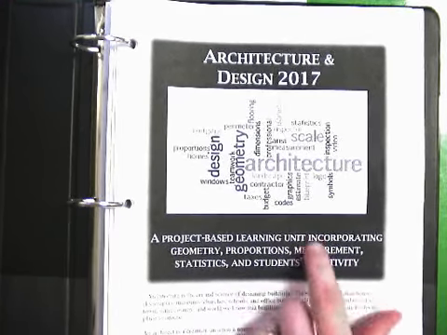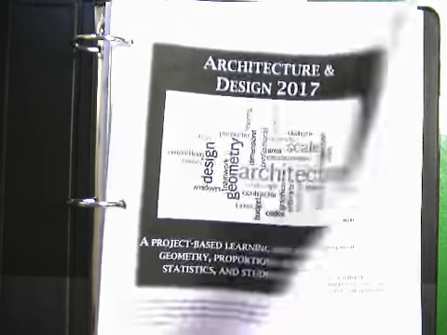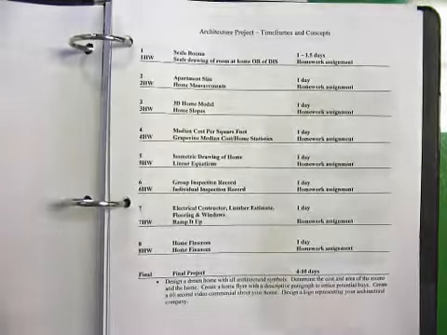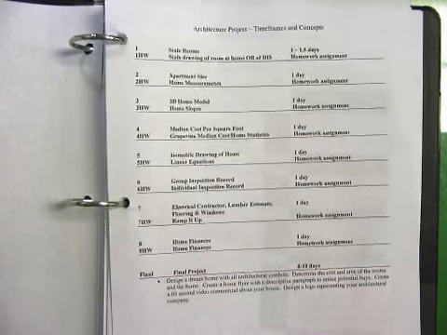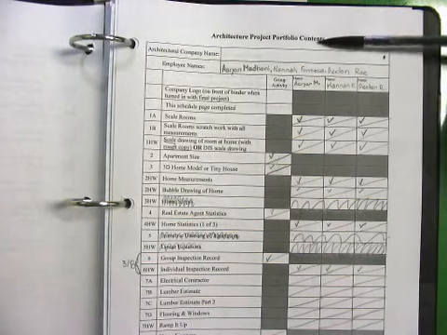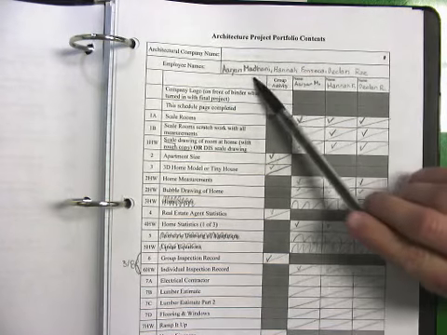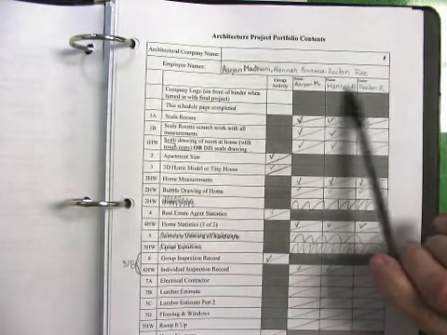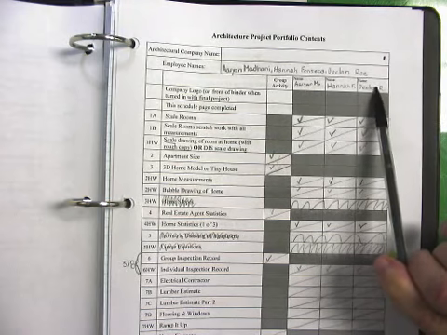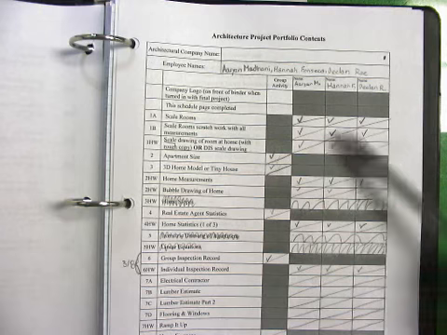All right, so your very first page is the architecture design cover page. Next up is the time frames and concepts page. Following that is your architecture project portfolio contents. Please make sure you have your employees' names, and the order of the names is going to be the same order. So Arian, Hannah, Declan, for example. All of this should be checked correctly.